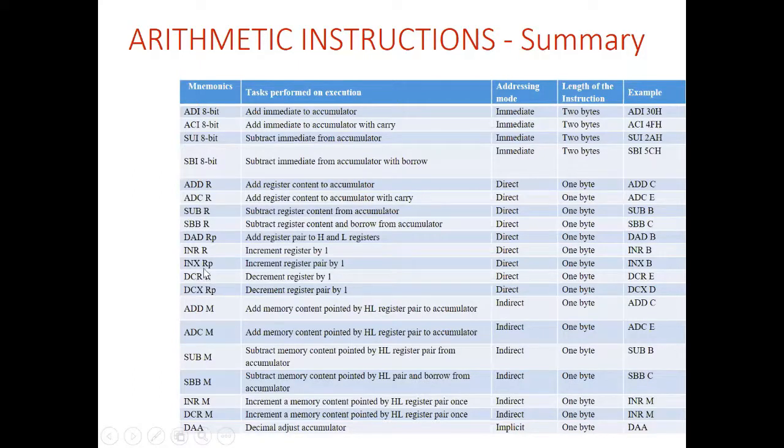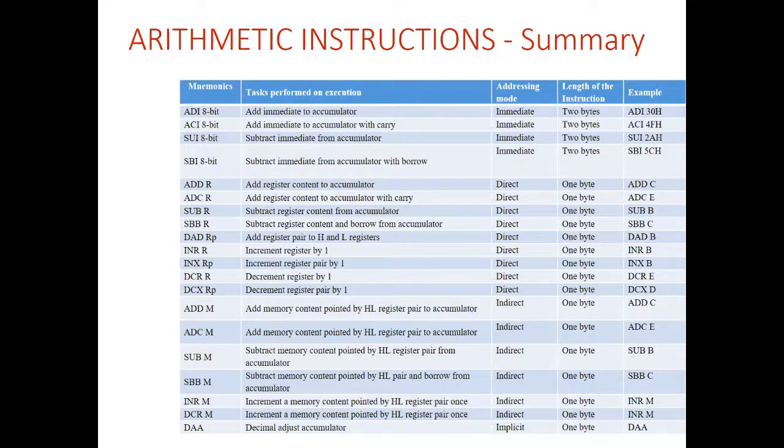INX is used to increment the 16-bit content, and DCX to decrement the 16-bit content. INX RP means increment the content of the register pair by 1, and DCX means decrement the content of the register pair by 1. It can be written as INX B. If it is written as INX B, that means the BC register pair is involved. If the BC register pair holds a data byte like 5678, then after executing INX B, it will be 5679. Is it clear?